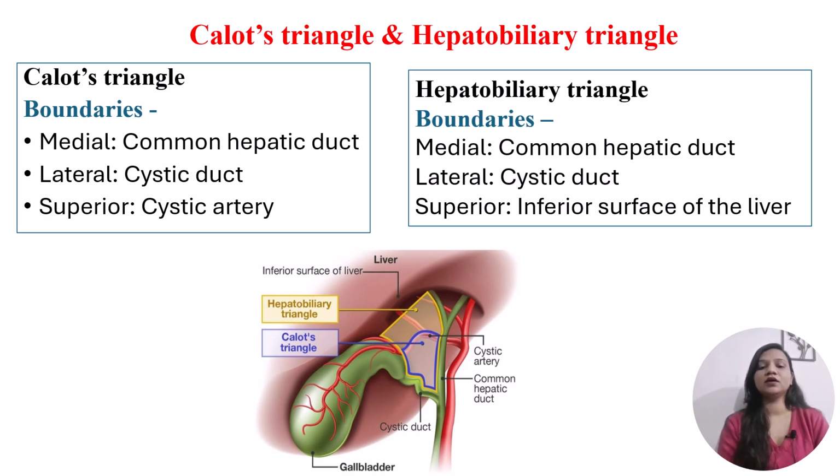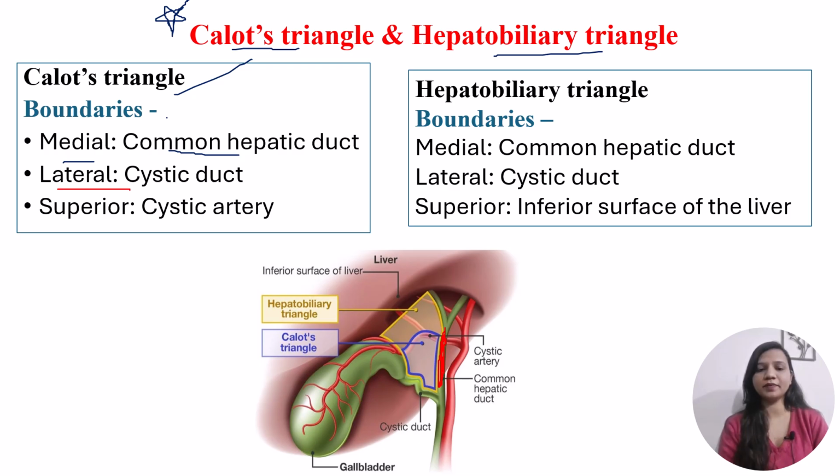Next are the most important structures during surgery. First one is the Calot's triangle and second one is the hepatobiliary triangle. What is Calot's triangle? Let's understand its boundaries first. Calot's triangle is formed medially by the common hepatic duct. We can appreciate here in this picture, this is the common hepatic duct. So the medial boundary is formed by the common hepatic duct.